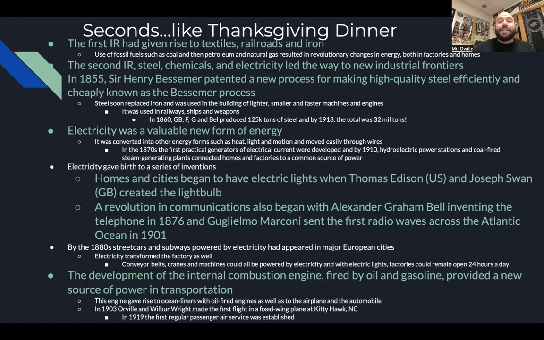So now we got planes, trains galore. Good golly, so many inventions on this one slide. Bessemer process, telephone, light bulb, radio, gas-powered engines, planes, sheesh, subways.